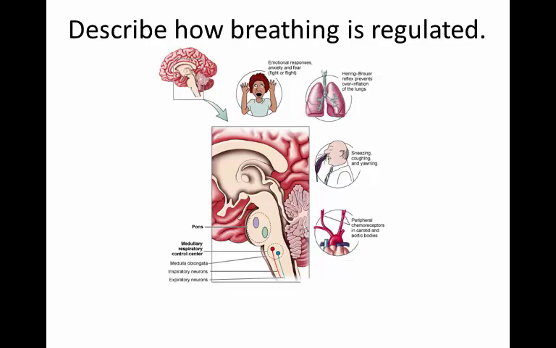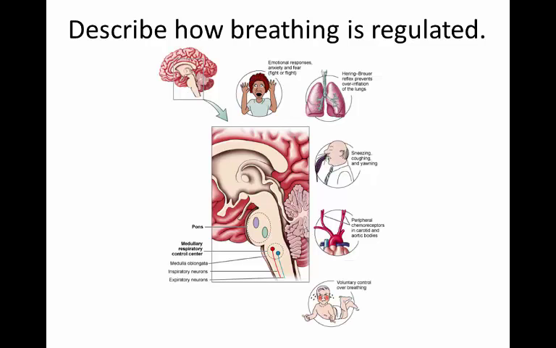We have peripheral chemoreceptors in the carotid and aortic bodies. These are receptors within the carotid artery and the aorta. They sense the amount of oxygen within the blood. And as that amount of oxygen decreases under very extreme circumstances, they will send signals to the medulla oblongata, and the medulla oblongata will send signals causing us to breathe faster.